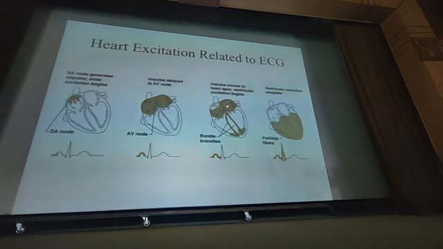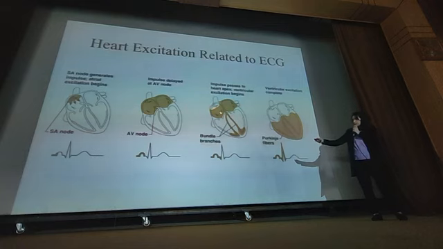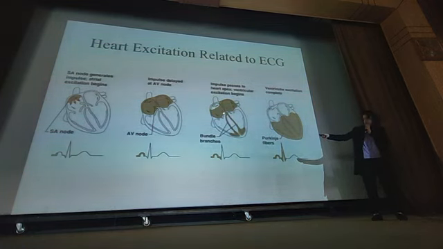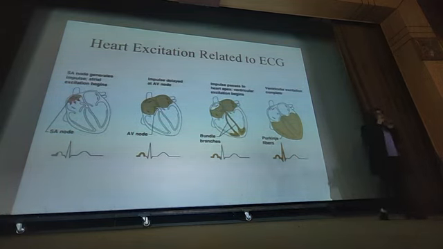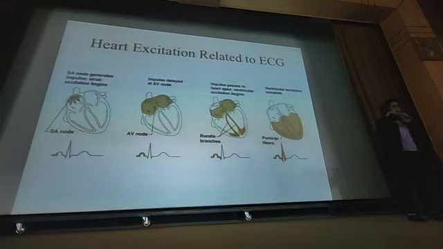What is this Q? Q is the change when the electrical activity from the AV node reaches the AV bundle. This is the AV node. The first one is the sinoatrial node. Then it will come to the AV node. In the AV node there is a slight delay. And from the AV node it comes to the AV bundle. Attached to the AV bundle are the bundle branches, left and right. This is the right bundle and this is the left bundle.